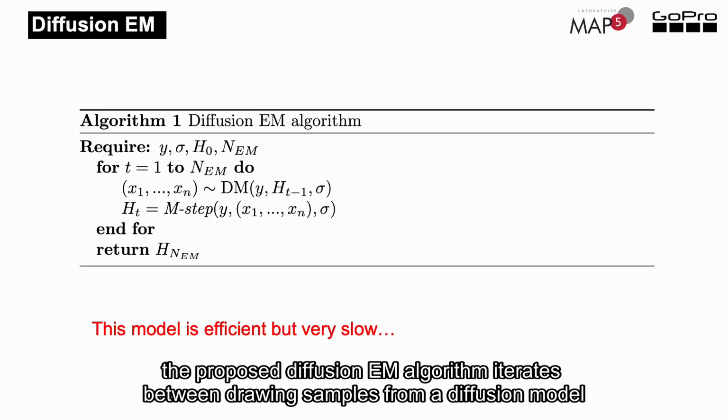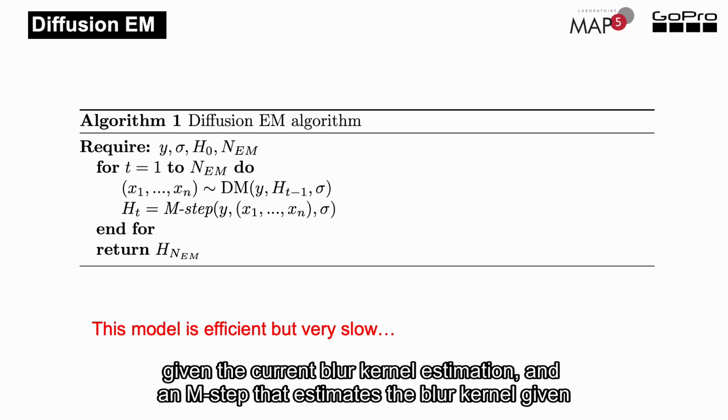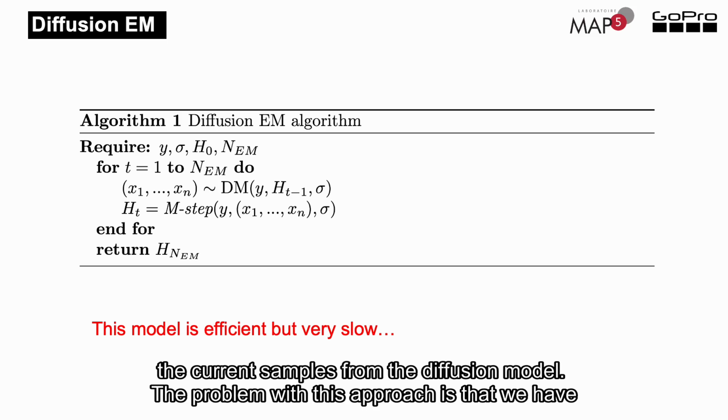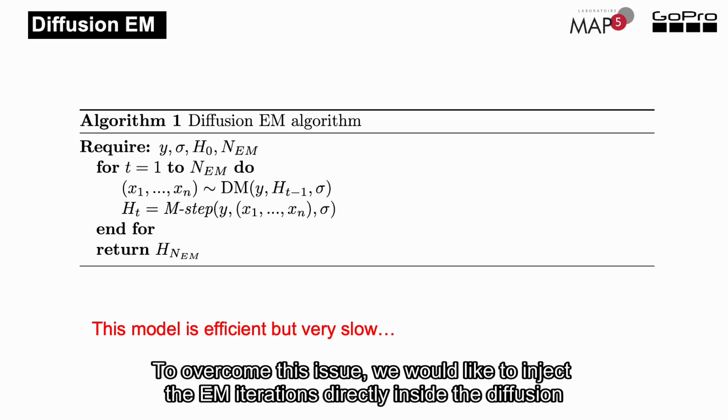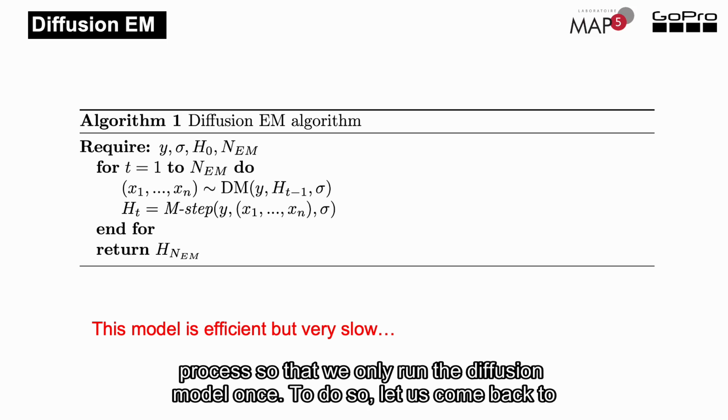Finally, the proposed diffusion EM algorithm iterates between drawing samples from a diffusion model given the current blur kernel estimation and an M step that estimates the blur kernel given the current samples from the diffusion model. The problem with this approach is that we have to run the diffusion model for multiple steps, and diffusion models are already long to run. To overcome this issue, we would like to inject the EM iterations directly inside the diffusion process, so that we only run the diffusion model once.